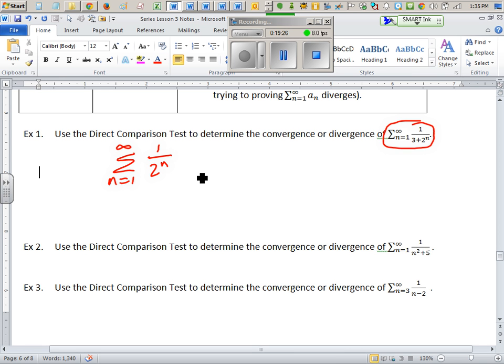I'm picking this for 2 reasons. One, it's simpler. And for the second reason, it resembles the one I've been given. Also, it's one I've studied before. What kind of series is this thing? Maybe it'd help you if I wrote it as (1/2) to the n. This is a geometric series. It's a number with an n power. What is the r value? r is a half. Is that between -1 and 1? Great. So this is a convergent geometric series.